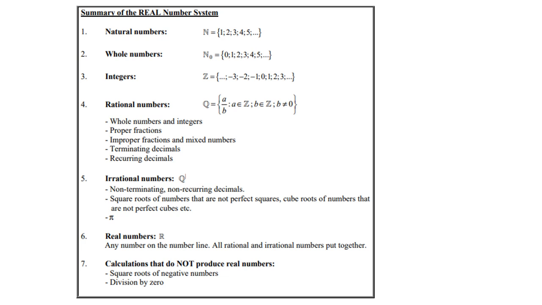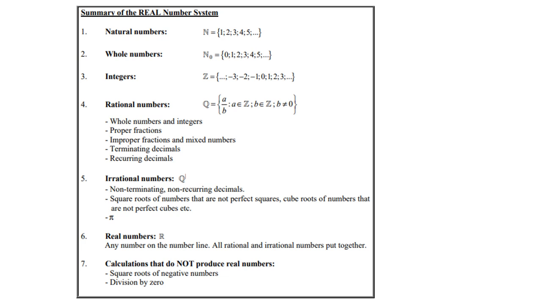Right, so let's look at the summary of the real number system now. So number one, natural numbers, 1, 2, 3, 4, 5 to infinity. Whole numbers, 0, 1, 2, 3, 4, 5 to infinity. Integers, from negative infinity, negative 3, negative 2, negative 1, 0, 1, 2, 3, to positive infinity. So far, no fractions. Take note, natural, whole, and integers do not have fractions.